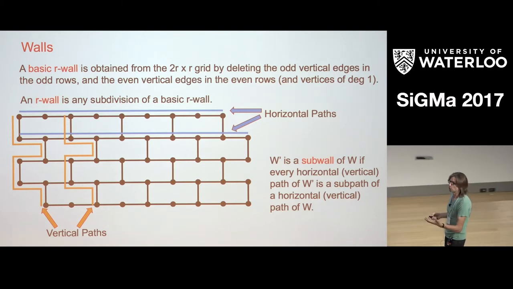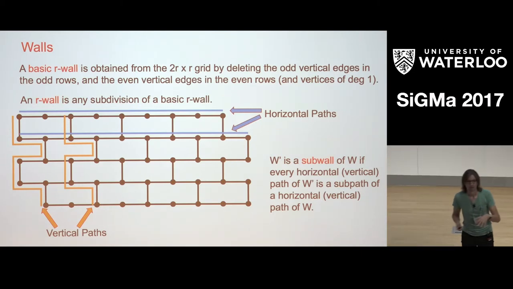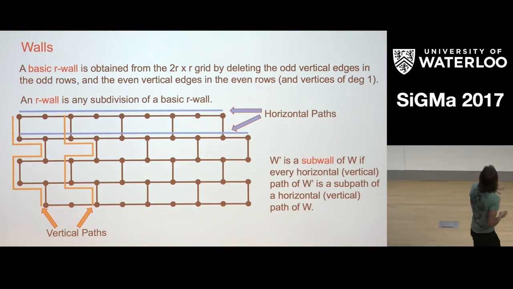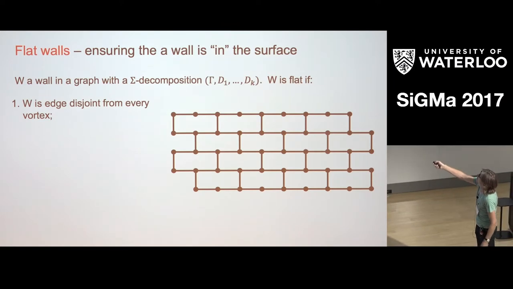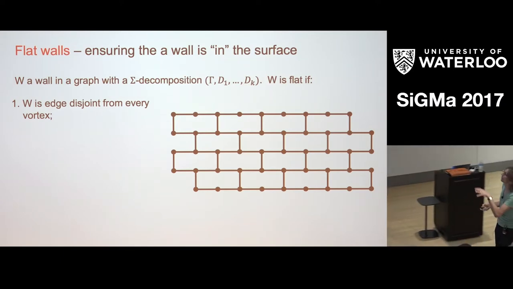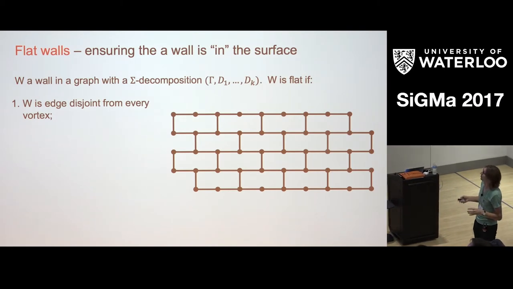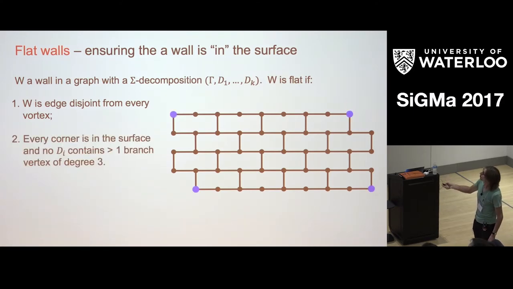And I said that we're going to use this wall to anchor the graph in the surface. So what does that mean? I have to talk about what we call a flat wall. So I have my sigma decomposition like this of a graph, some big graph G, and it contains a wall W. So what does it mean for that wall to anchor the graph in the surface, anchor the drawing in the surface? So I want that wall to be flat in the surface. So what does that mean? It means that it has to not use any edges of the vortices. The wall W doesn't interact with the vortex at all. The four corners of the wall have to all be genuinely embedded in the surface.